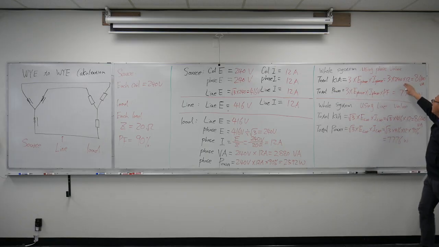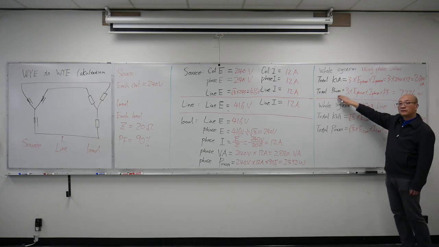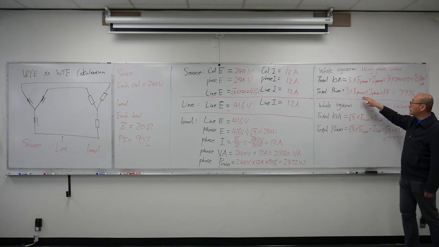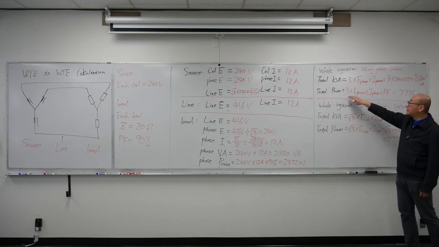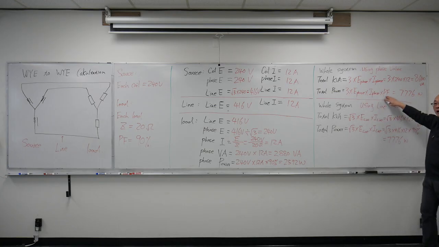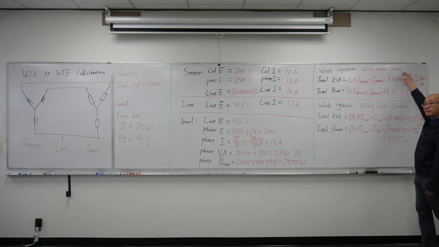So here's my total VA for the whole three-phase load. It's 2880 times 3, which gives me 8640 VA. For the power, using the phase value, it's the 3 phases times the same power factor, which gives me 7776 watts. This way, I'm calculating the VA and the power using phase value.